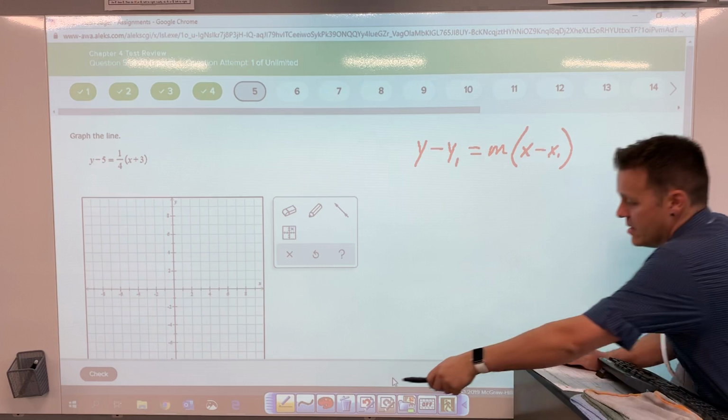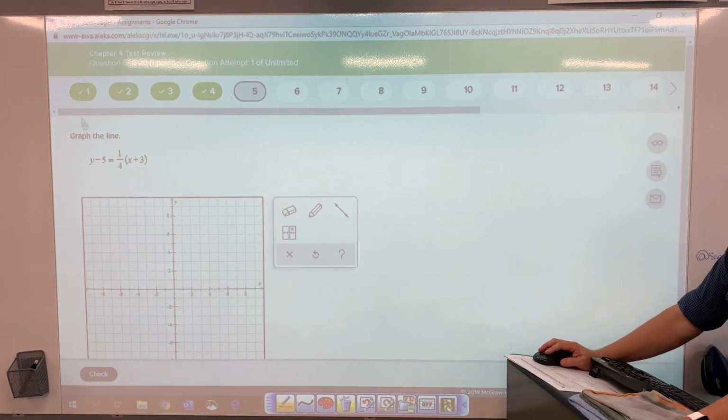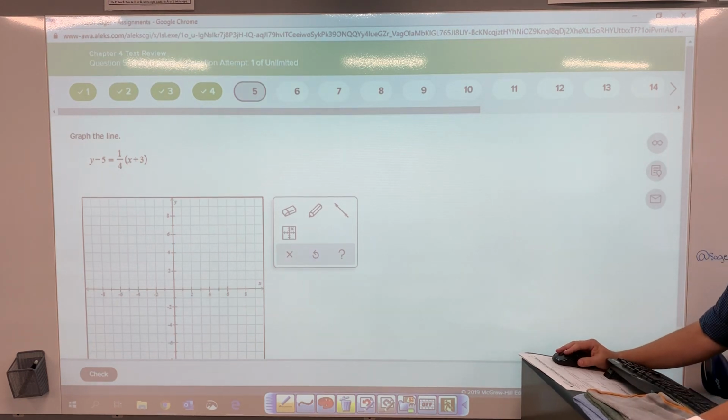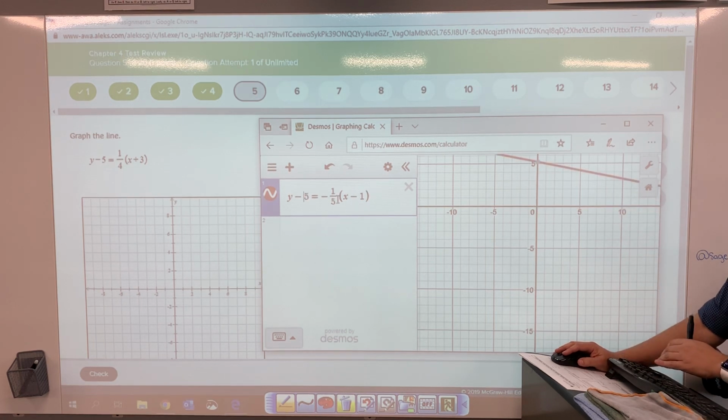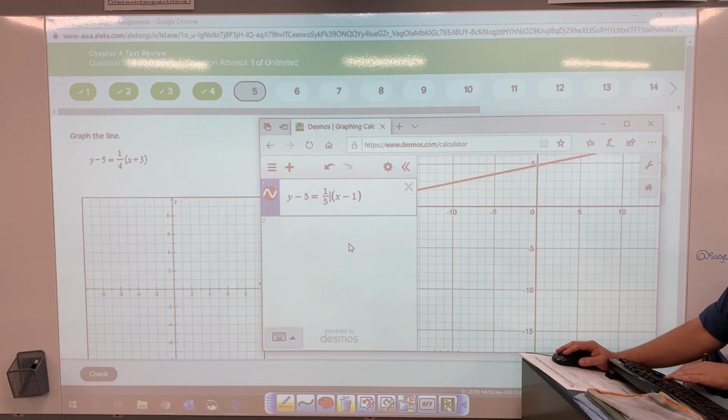All right, next, let me delete this, is graph the line. Well, we need to rewrite the equation, but forget that. We ain't got time for it. The easiest way to do this one, ladies and gentlemen, is to graph it in decimals. So I have decimals pulled up. All right, so this is -5, and then my slope is a positive 1/4. It's a 4, and then it's x plus 3. So I go here, hit delete, +3. There's my line.